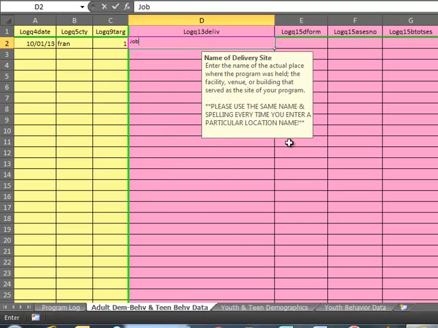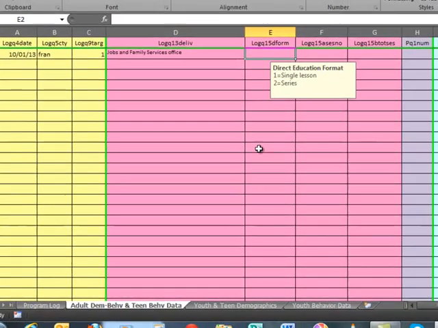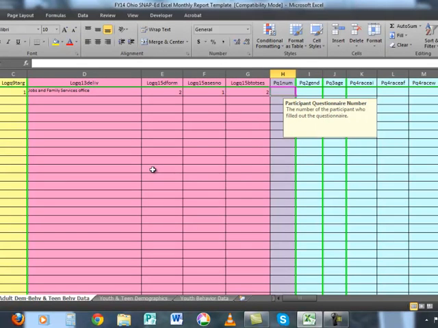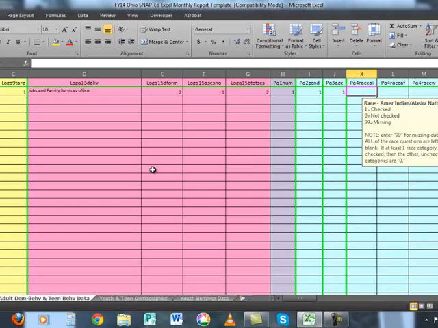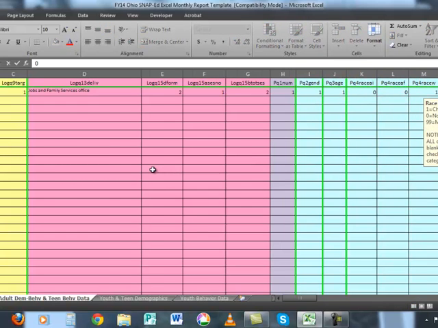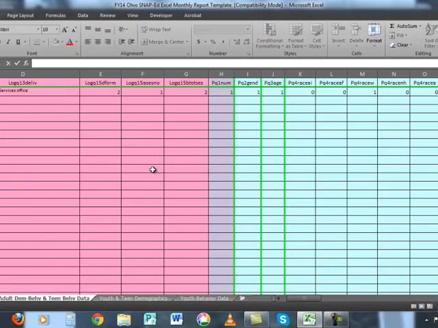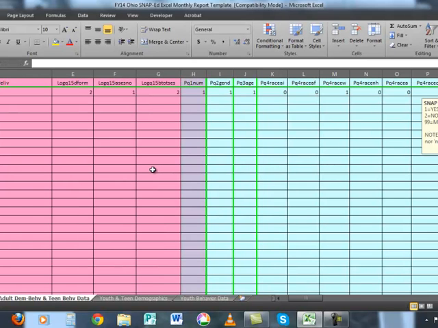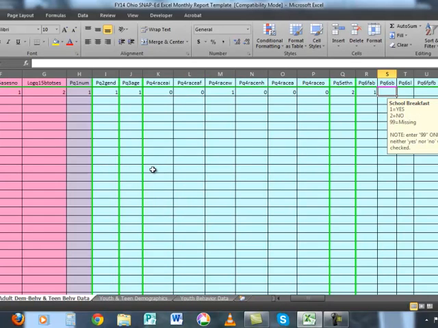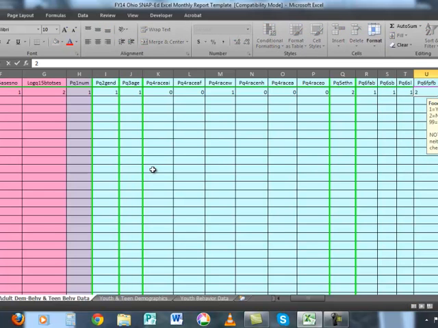The delivery site was Jobs and Family Services Office, and it was a series, session 1 of 2. The participant number, in this case the first participant, was a female, age 18 to 59, of white race, non-Latino, who indicated she uses food assistance benefits, school breakfast, school lunch, and does not use a food pantry.